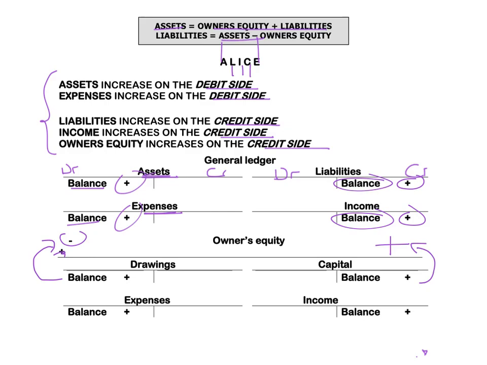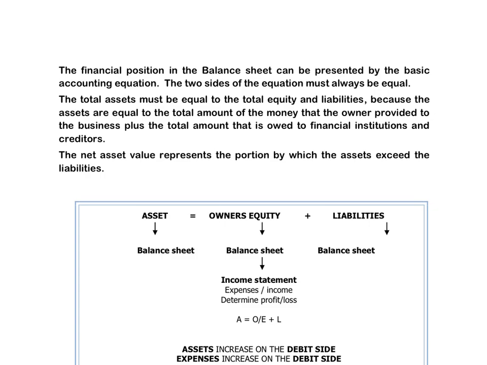When we have income, it increases profits, so therefore the equity will increase because the owner will get more profits. Expenses decrease the profits, so therefore the expenses will decrease the equity. The financial position in the balance sheet can be presented by the basic accounting equation. The two sides of the equation must always be equal.